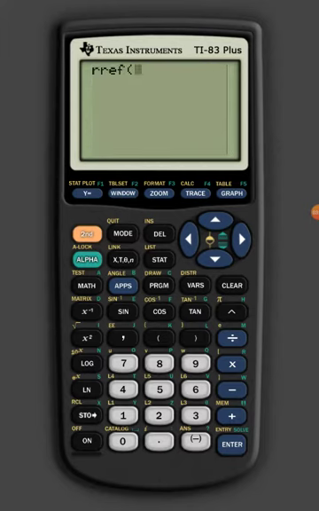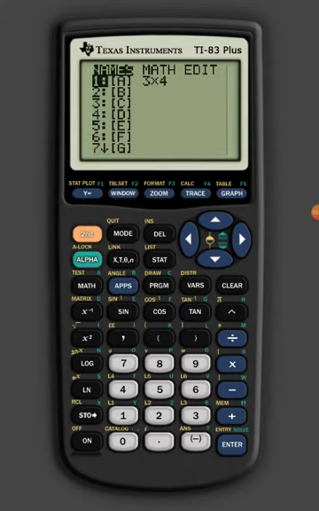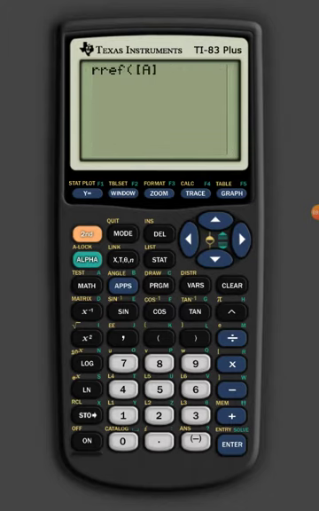So I hit RREF, and then second matrix. Enter to select matrix A. If I had it in some other matrix, I need to select the appropriate matrix. Close my parentheses, and hit enter. And on some of the newer calculators, this does look a little bit nicer. But on here, they have the big outside brackets just to indicate that it's a matrix, and then the inside brackets just indicate each row.